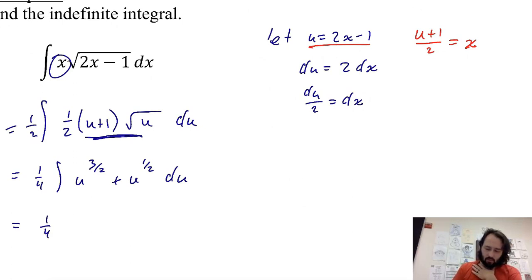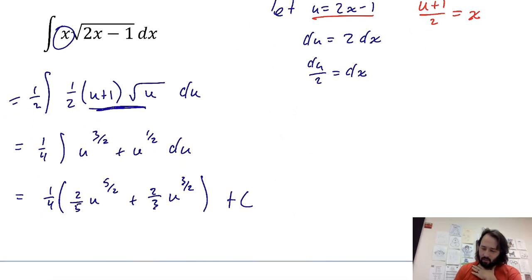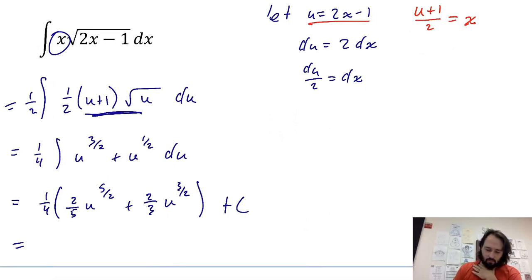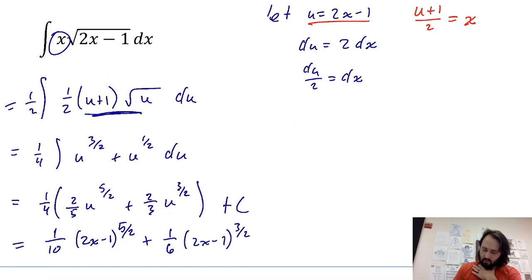All right, so I have 1/4. And then this will be 2/5 u to the 5/2 plus 2/3 u to the 3/2. And then it doesn't matter where you multiply the c by 1/4 or not. Then go ahead and substitute your u. So this would be, let's see, 1/4 times 2/5, that'd be 1/10 u to the 5/2 plus 1/6 (2x minus 1) to the 3/2 plus c.